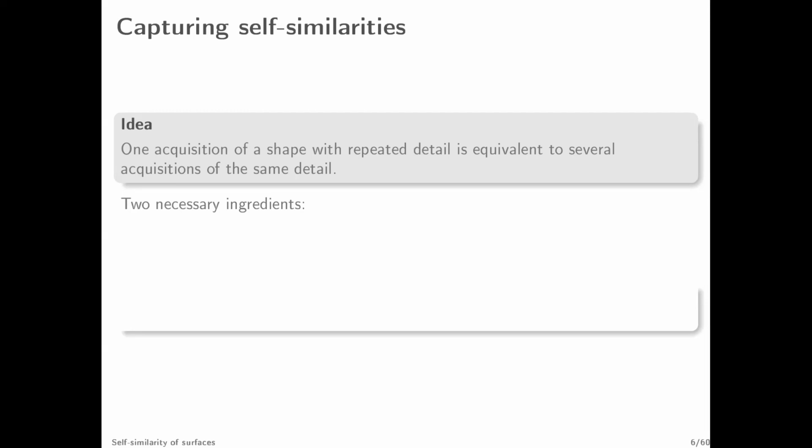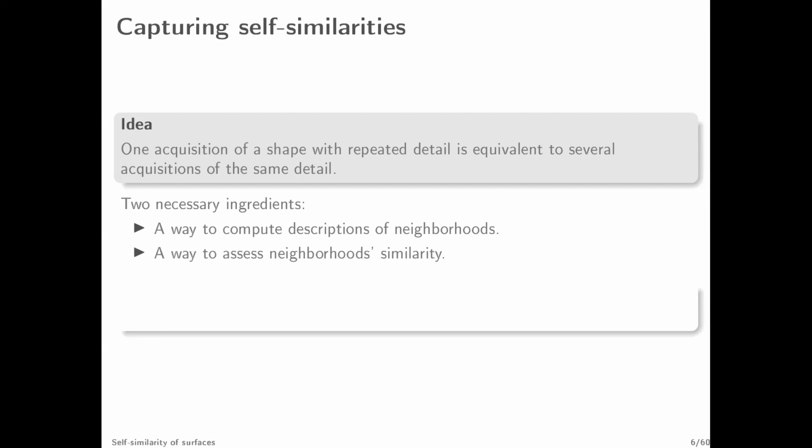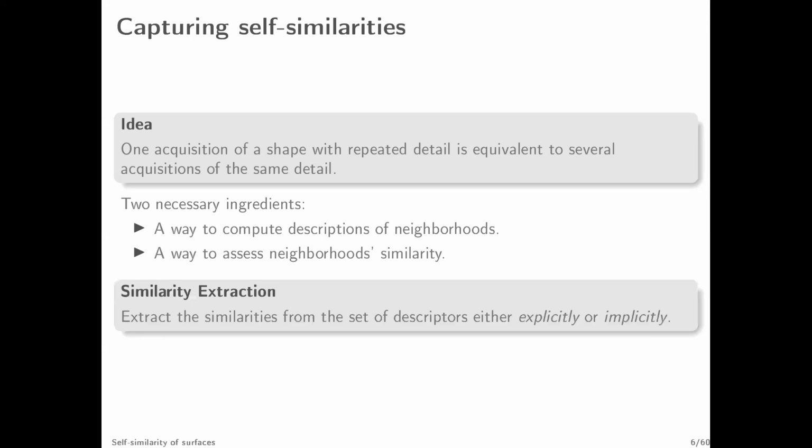So we need two things. We need first a way to compute a description of neighborhoods. And second, we need a way to assess how similar the neighborhoods are. So basically, you're going to look at points on the surface, compute some description of what lies around them, and then compare these descriptions with each other. We will extract the similarities either explicitly or implicitly, and we will see in which case we are explicit and in which case we are implicit.